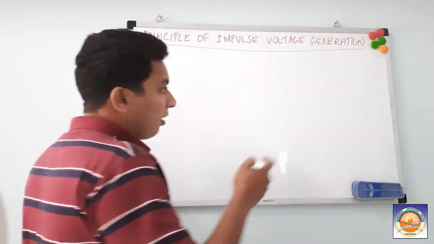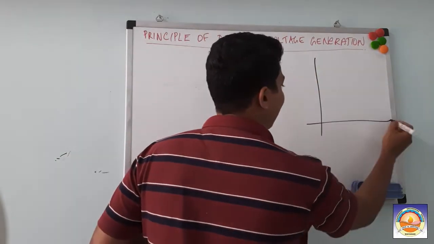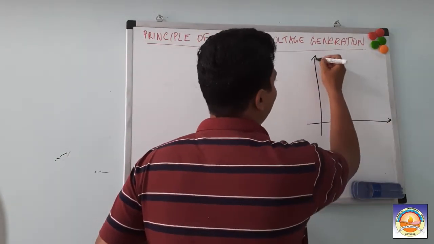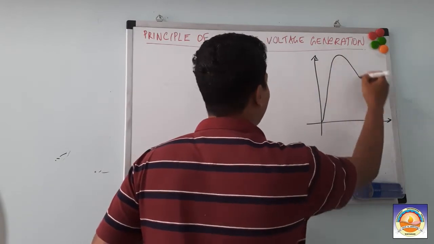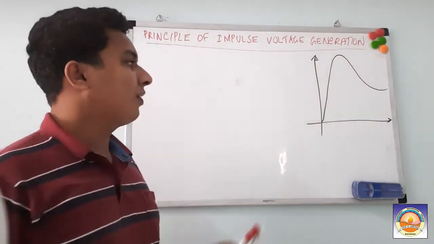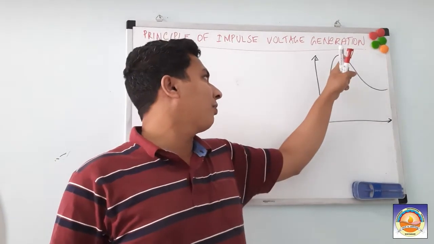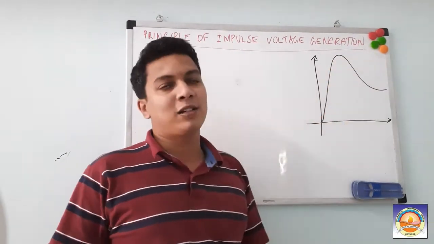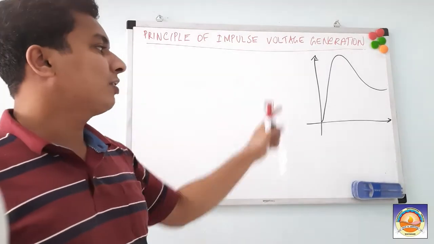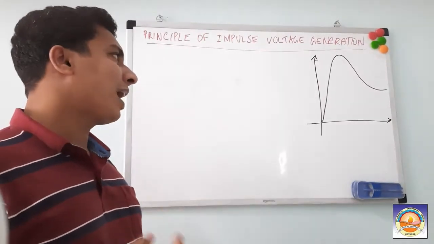Okay, we already discussed the impulse waveform or impulse voltage waveform like this, right? It is a wave like this, which is having a sharp increase or sharp rise in voltage, and then it decays slowly. So this kind of a curve is what is meant by impulse. So how can we develop that?